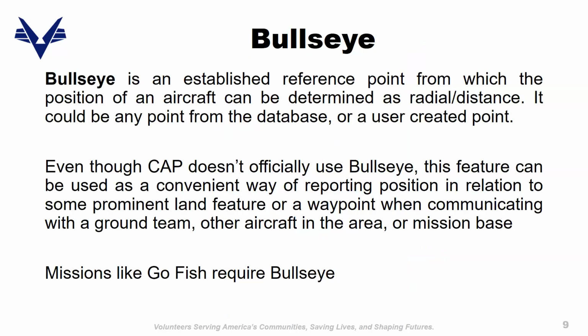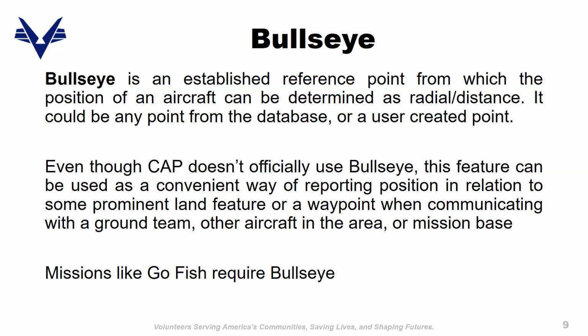Now, let's talk about bullseye. Well, first of all, what is bullseye? Bullseye is an established reference point from which the position of an aircraft can be determined as radial distance. It could be any point from the database or a user-created point. And that's something the Air Force has been using for a long time.